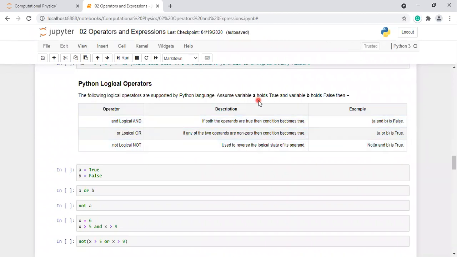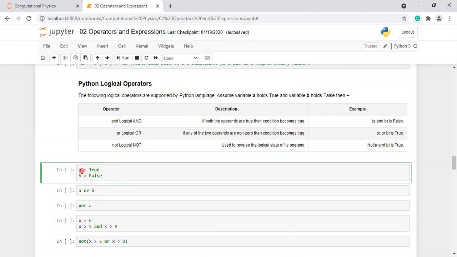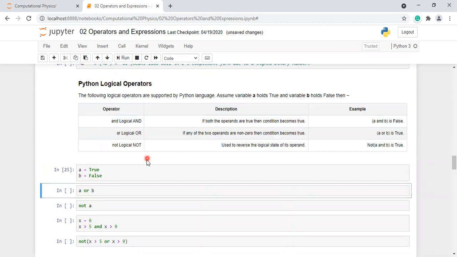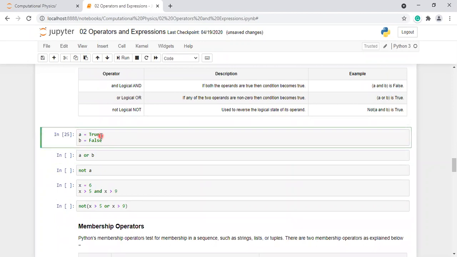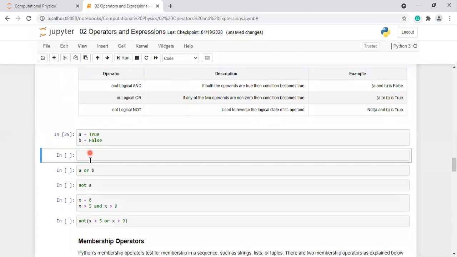Say A is true and B is false. So first let us assign true to A and false to B. Run this. Now A holds the true value, B holds the false value. Now A and B. So logical and.